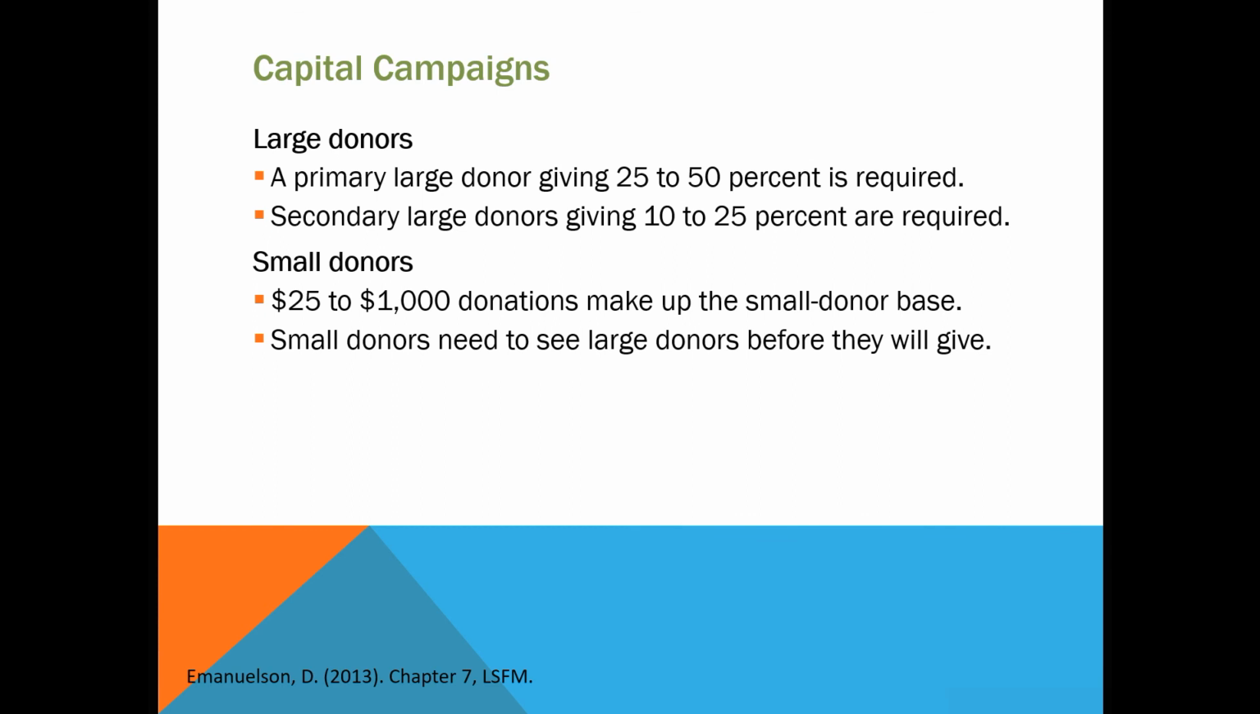So, as I said, capital campaigns happen. Now, this does not happen as much in our field. However, it is common in healthcare, for example at the hospital. You usually have large versus small donors. A large donor would be giving 25 to 50%, where the secondary next level would be 10 to 25. And large donors usually have naming rights, and this is actually more common in the U.S.